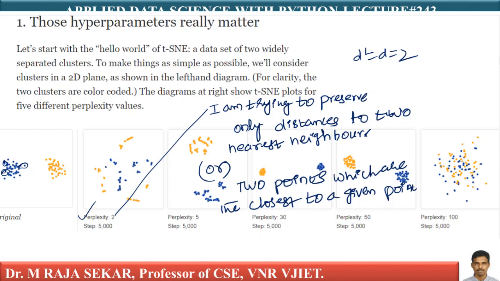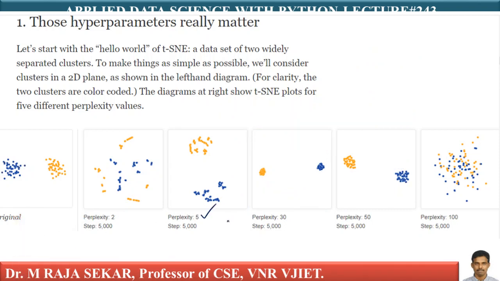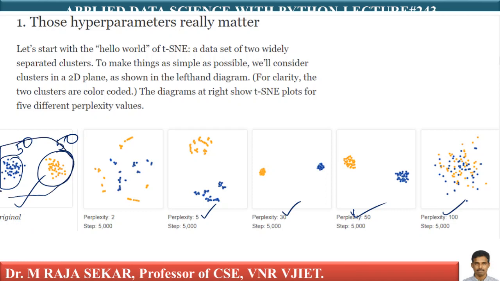If I increase my perplexity value, just see, if I make my perplexity 5, 30, 50, even 100, isn't it? And remember, I have 50 blue points, and I have 50 orange points. This is my original set. You must understand that one. That's how the data sets are constructed. We want to get this structure. This is my original data set.